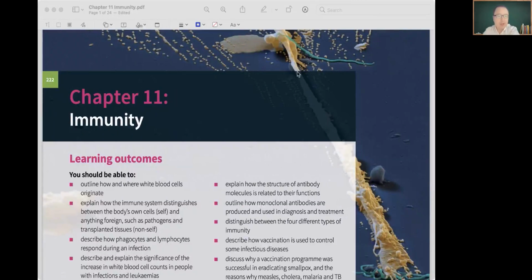So today we're going to talk about chapter 11, immunity. This is the last chapter of the AS biology. I'm sure that you know the definition of immunity. What is immunity? The system to fight the disease.